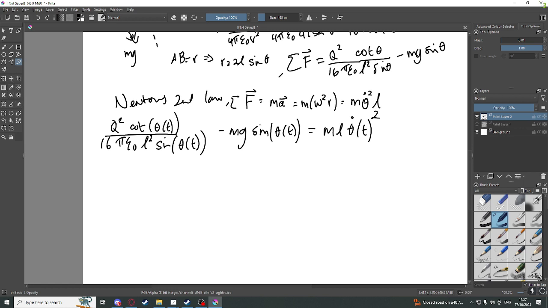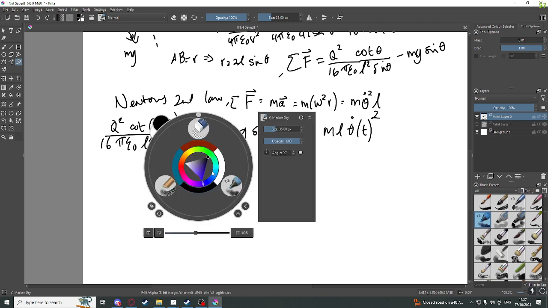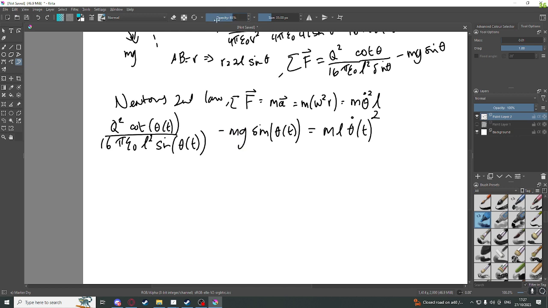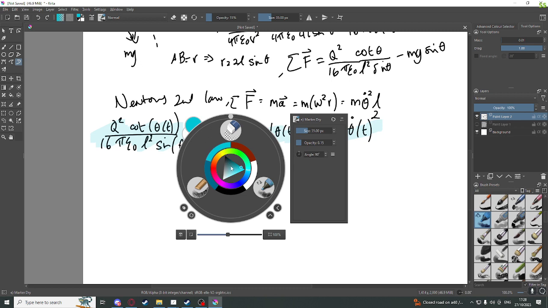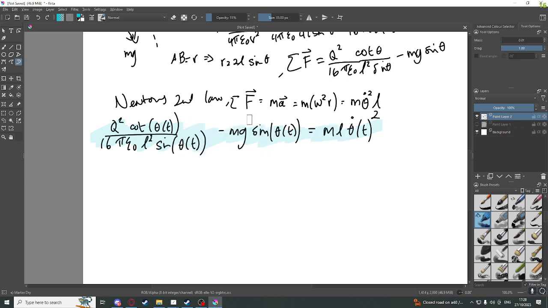Just trying to find a highlighter. Yep, here we go. So just to highlight this in a different color. Oh, opacity, turn that down. There we go. So here is my equation of motion, and to solve this differential equation, I'm going to be doing it numerically, and that will be next video, because I need to learn how to use MATLAB in order to graph this and see how the graph goes.